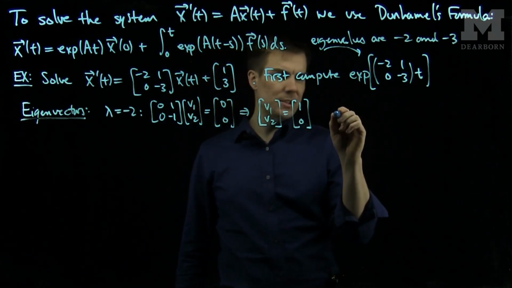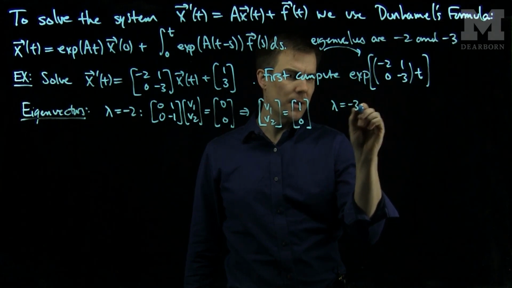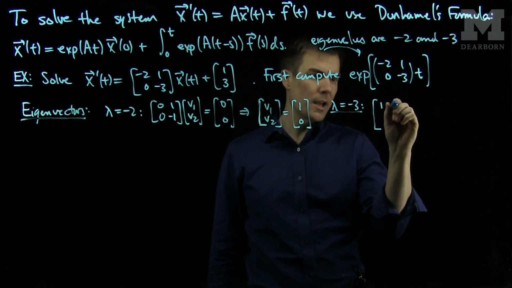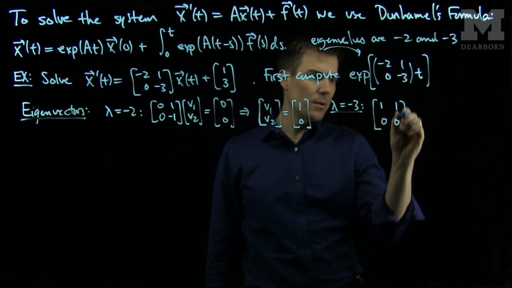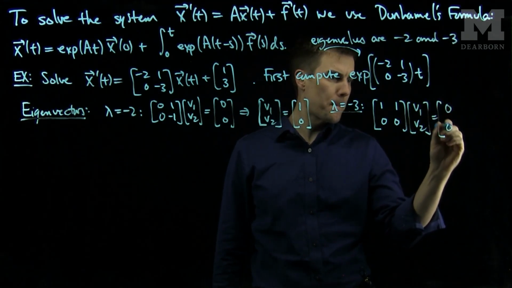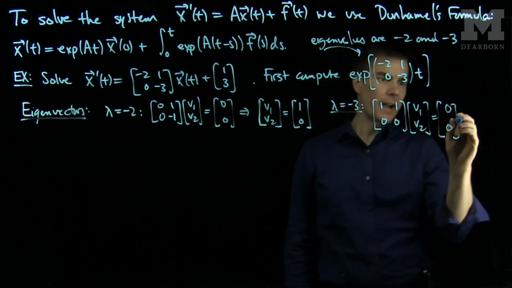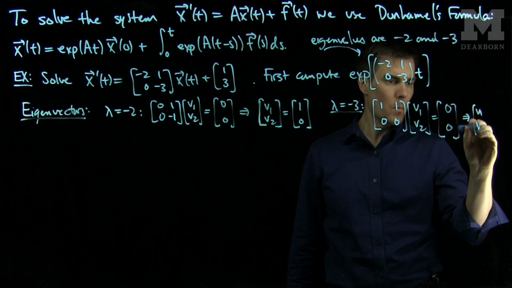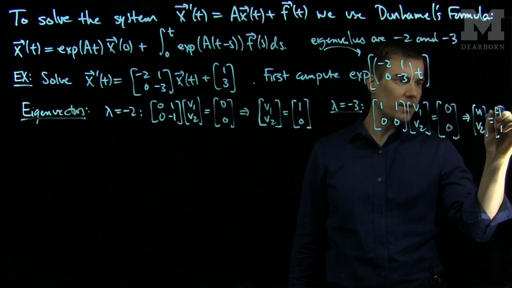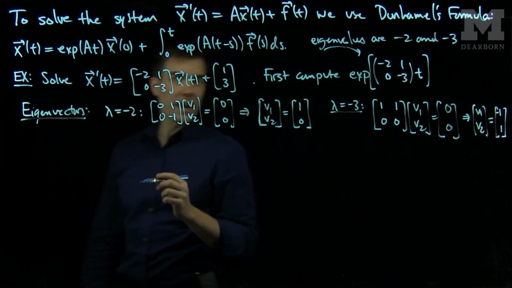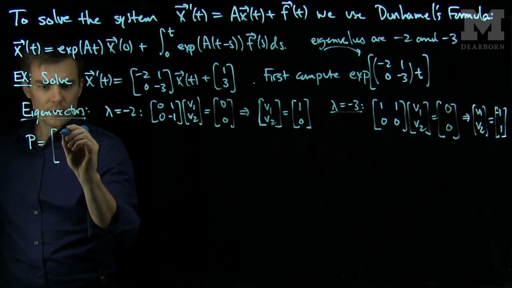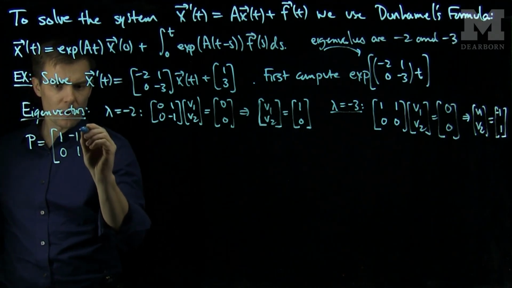Similarly, when lambda is equal to negative 3, our matrix will look like this. I'm going to subtract off negative 3 from the diagonal. I'll have a 1 and a 1, and then I'll have a 0 and a 0. And from this, I can see that my eigenvector will be 1 and then negative 1, or I'll put a negative 1 on top. So from this, I can find my matrix P. My matrix P of eigenvectors will be the matrix 1, 0, negative 1, 1.